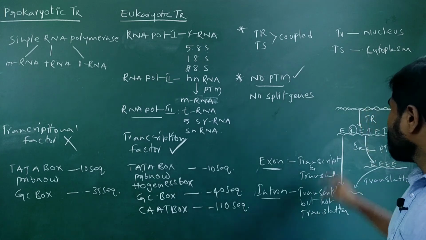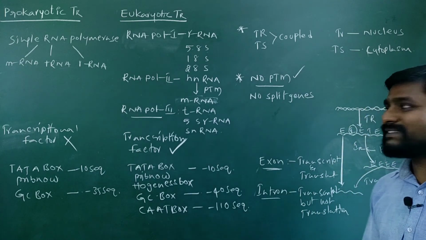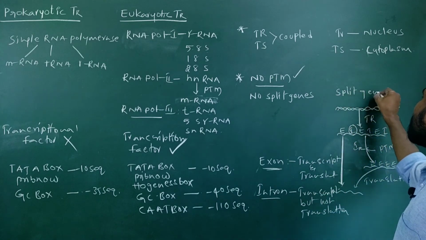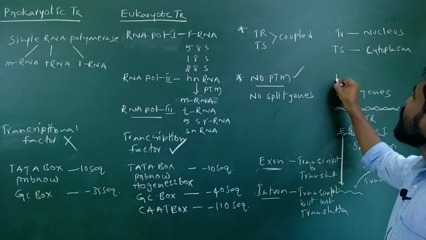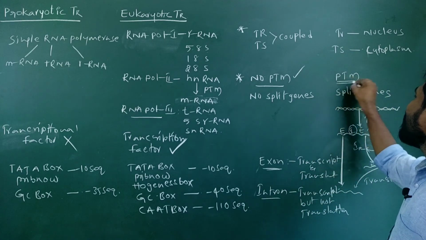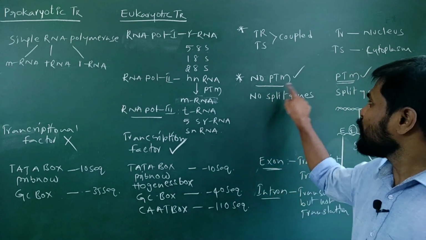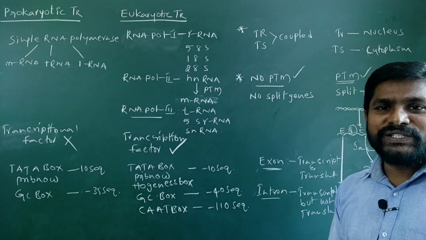The conclusion is that the eukaryotic DNA and primary RNA transcript consist of split genes. As they consist of split genes, eukaryotic transcription shows post-transcriptional modifications. But in the case of prokaryotes, there are no post-transcriptional modifications as they don't have any split genes.